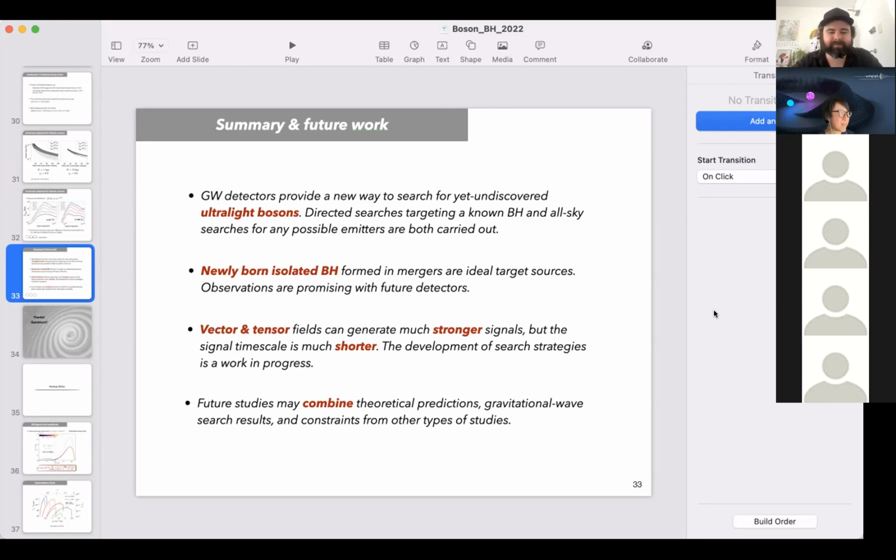Yeah, how to say that? Actually, it's not the same type of signal. I guess there's not much study of tensor fields right now. So far, there's some work on the vector field side. I guess the tensor field is more complicated, and that will also involve modified gravity. But for the vector case, the signal is generally much shorter.